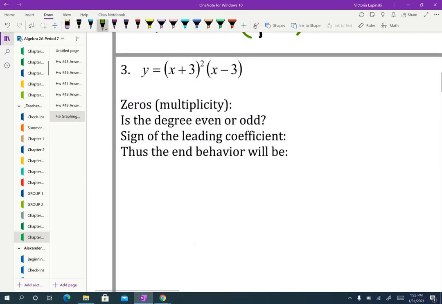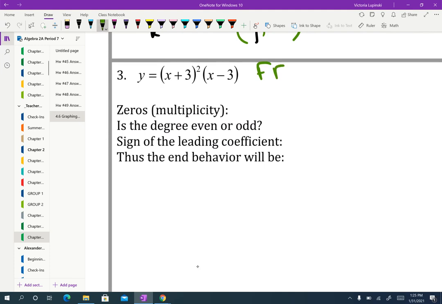Let's take a look here at number 3. In number 3, notice that this is factored form only. So because it's factored form only, we have a little bit of extra work to do. When it comes to the zeros, if we set each of these parentheses equal to 0, we're going to get -3 with a multiplicity of 2, and then +3 with a multiplicity of 1. In order to find the degree, you would have to add up all the x's, including the squared. So this is to the first, and this is to the squared. If you added those up, you would get a total of 3, which is odd.